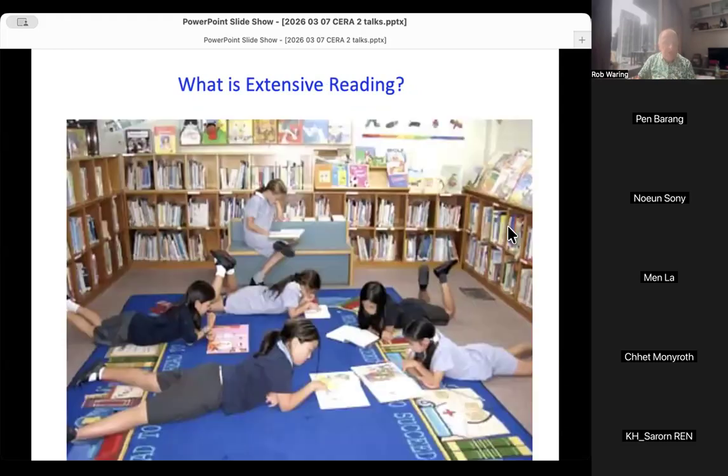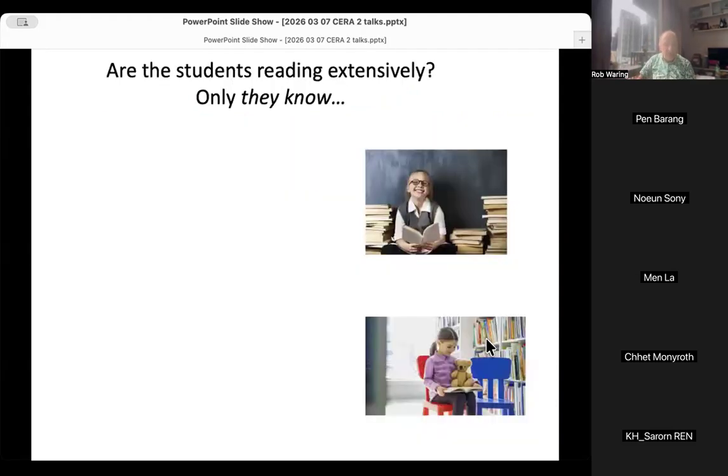So, what is extensive reading? Well, this is extensive reading here, where the students would be reading. There's no pen, there are no textbooks. This is just reading stories. And one reason we do this is so that the students can read quickly. So the question you have as a teacher is, how do I know my students are reading extensively? Well, the answer is only they know.